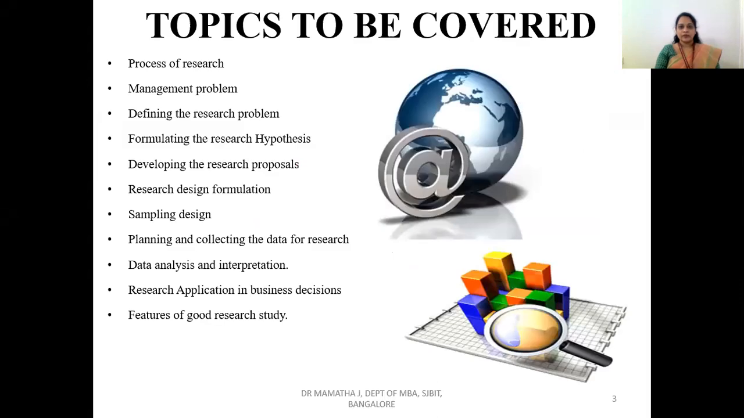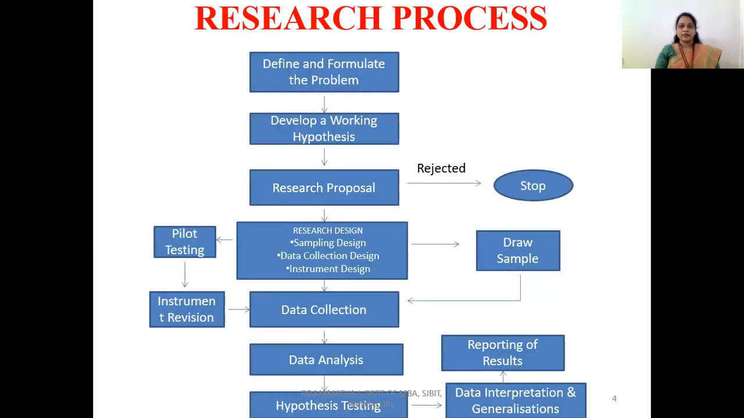The topics to be covered here are the process of research. Under the process of research, we have the management problem, then defining the research problem, formulating the research hypothesis, developing the research proposals, designing the research methodology, sampling design, planning and collecting the data for research, data analysis and interpretation, research applications in business decisions, and features of a good research study. So let us now begin with the research process.